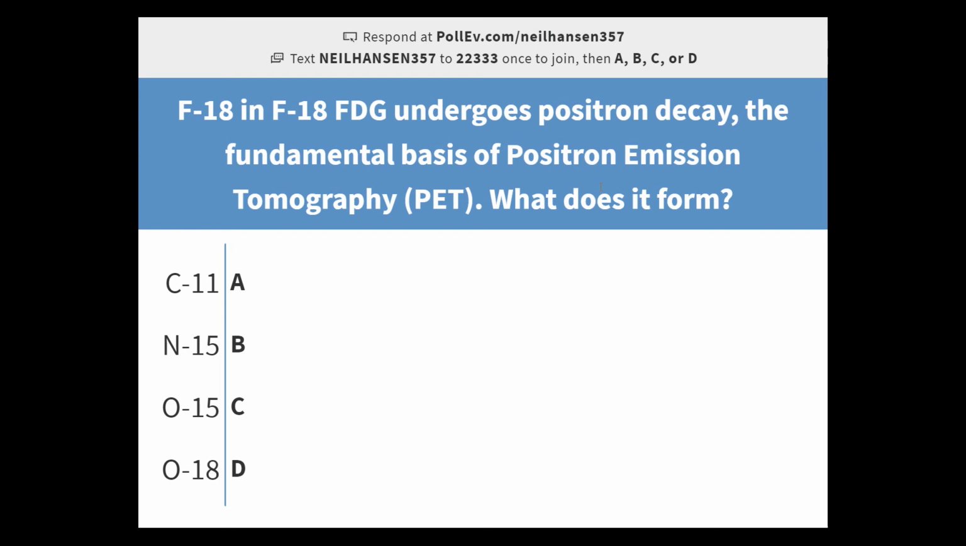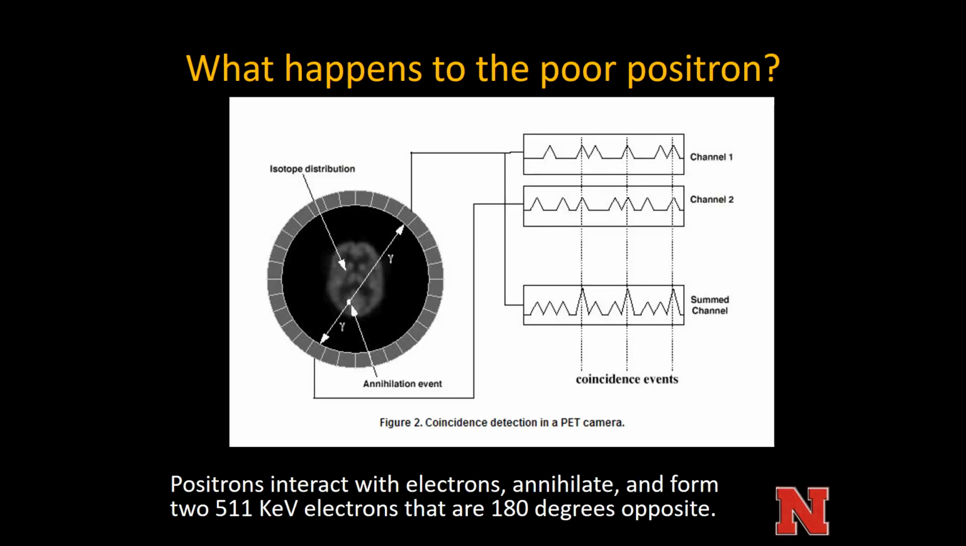The correct answer is oxygen 18. All right, what happens to the poor positron? So the positrons interact with electrons, annihilate, and form two 511 keV photons that are exactly 180 degrees apart.